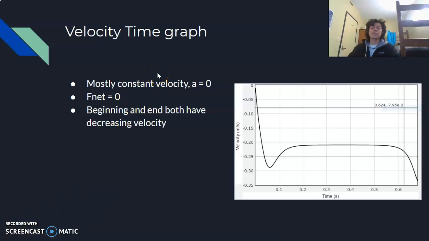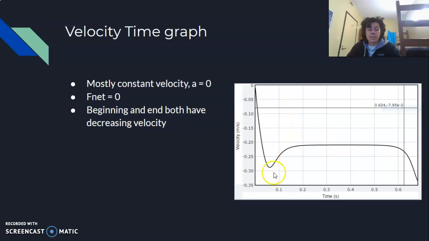And here is the velocity time graph that I was given after using the GlowScript code. As you can see, we have a mostly constant velocity right here with a slope of 0, since this is a velocity time graph. So with a flat line, we're going to have a constant velocity, no acceleration. So F net is equal to 0.